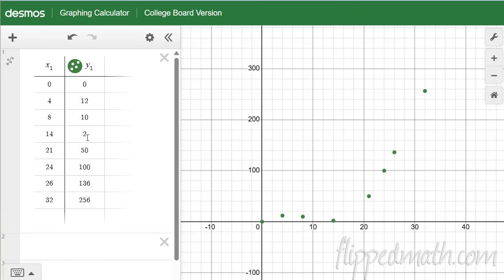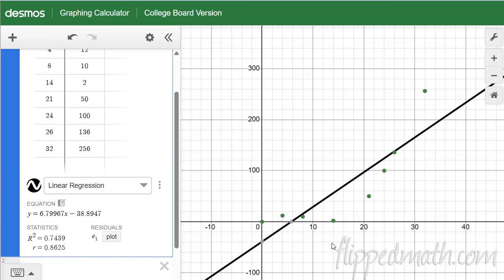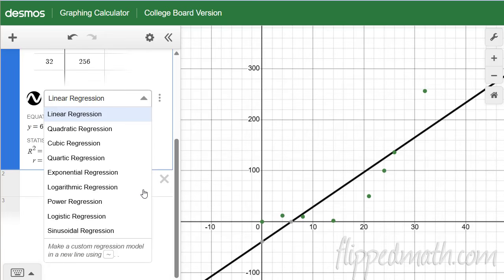So what am I going to do? Come up here to this little thing. This is the best fit line or the best fit curve. It's called a regression. So we're going to hit this. It defaults to linear regression, but does this data look linear? No, it's not linear. And we went ahead and told you it is cubic, so here's your list of things to choose from.